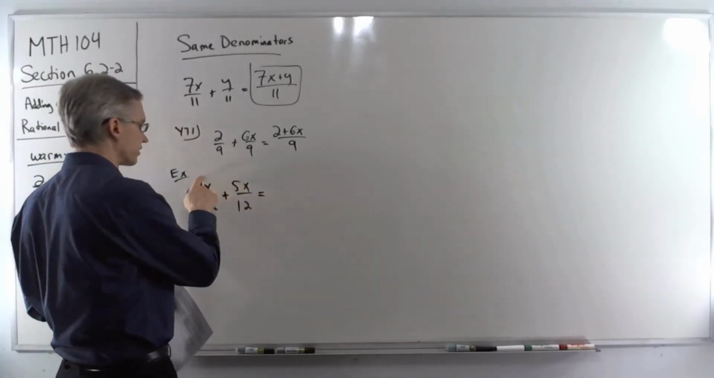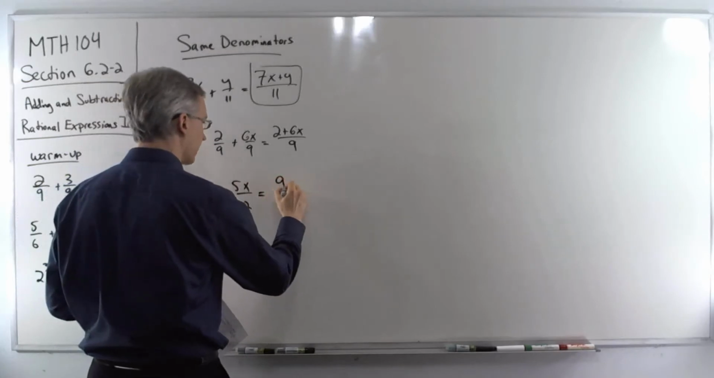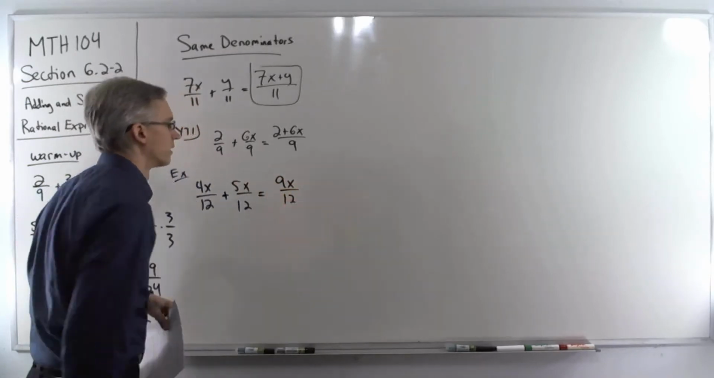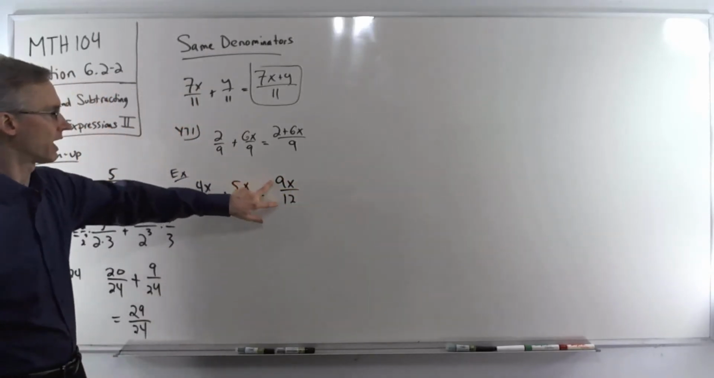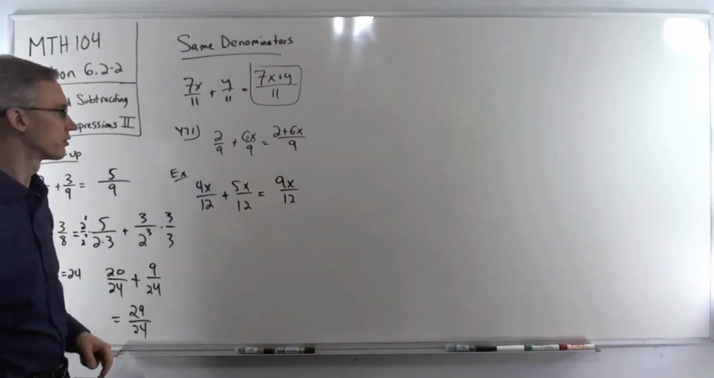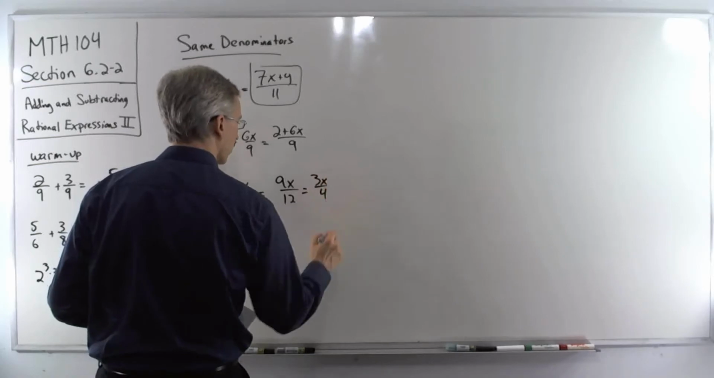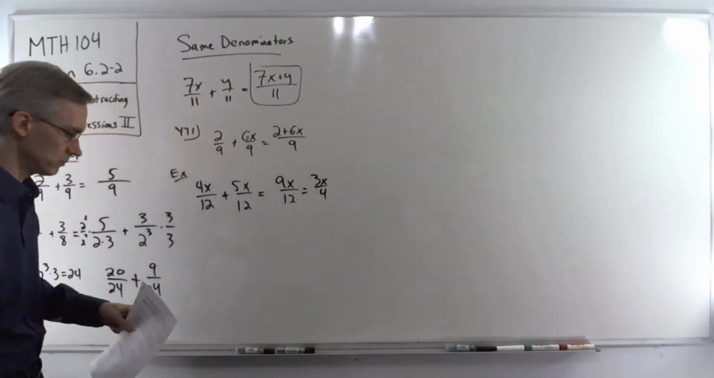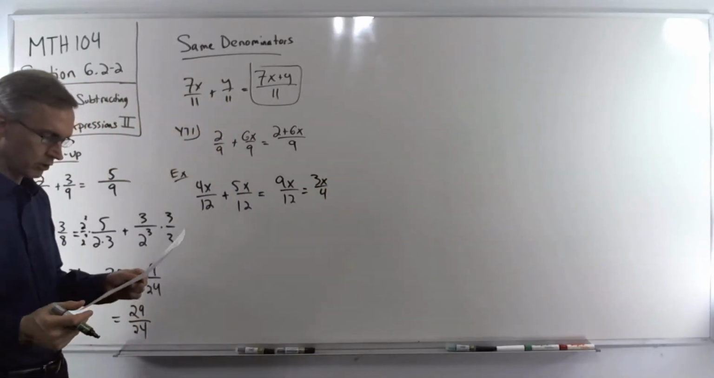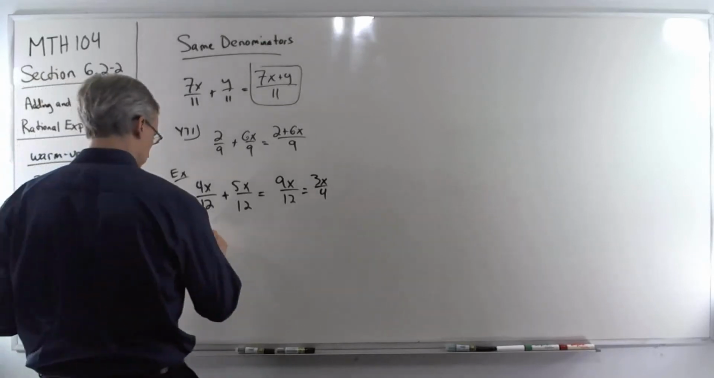All right, we do have like terms, so we can combine them, so that'll be 9x on top over 12. Now this can be simplified. 9 twelfths reduces to 3/4. So this would be 3x over 4. Your turn, number 2.